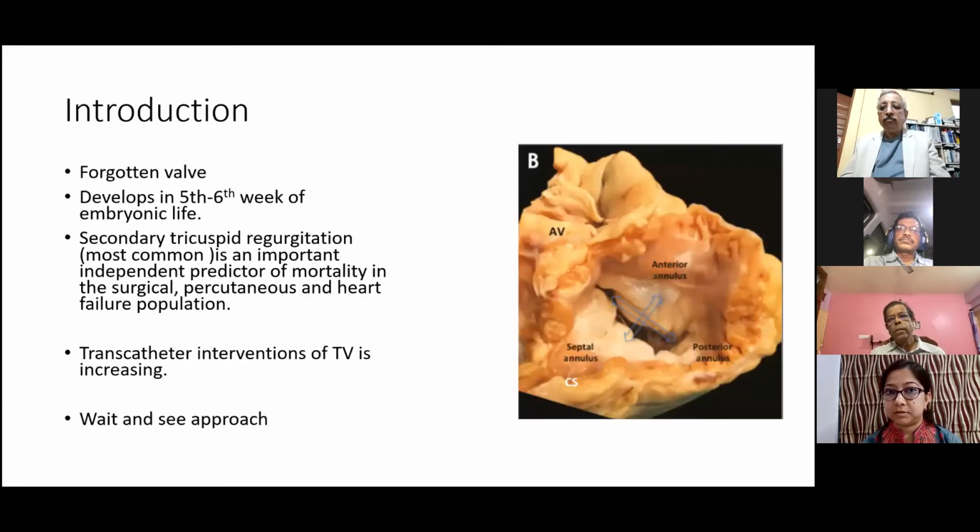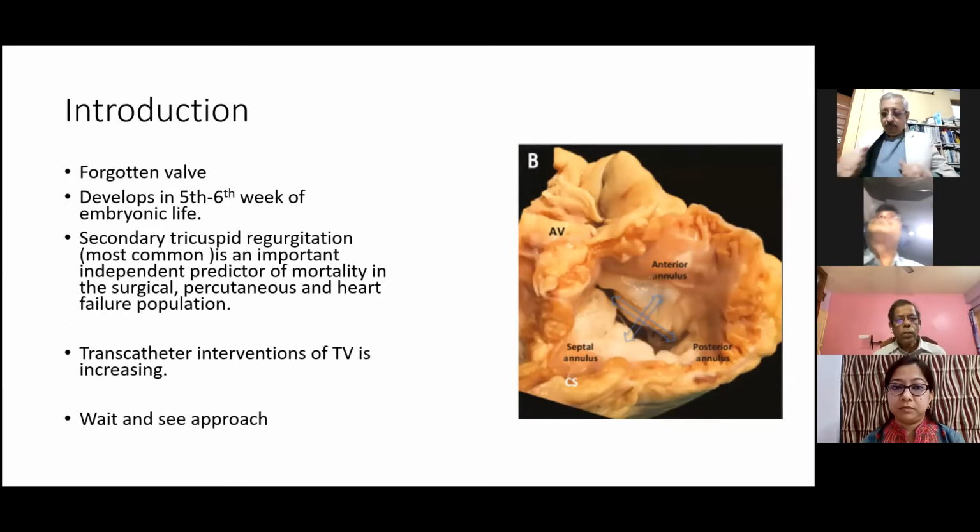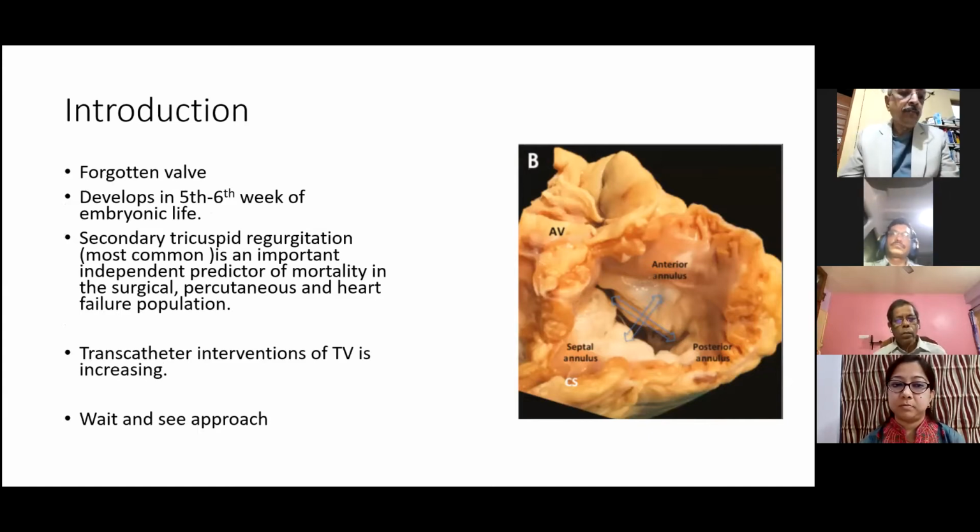tricuspid interventions. So, the tricuspid valve is regarded as the forgotten valve, and we all know when we try to forget something, it causes the most miserable part of our life. The tricuspid valve develops in the fifth to sixth week of embryonic life. It's very early. And secondary tricuspid regurgitation, which is the most common pathology of the tricuspid valve, is an important independent predictor of mortality in the surgical, percutaneous, and heart failure population, which is growing day by day.